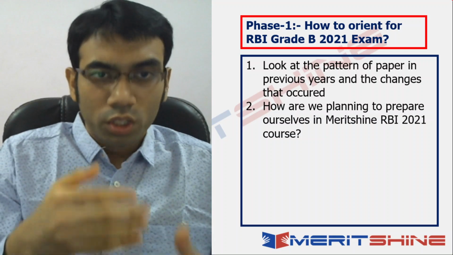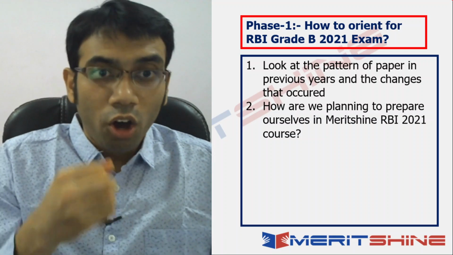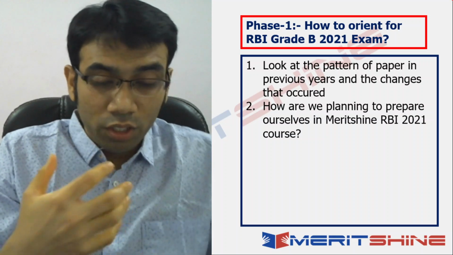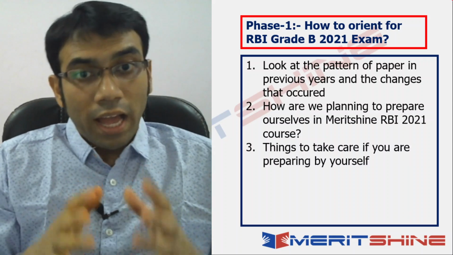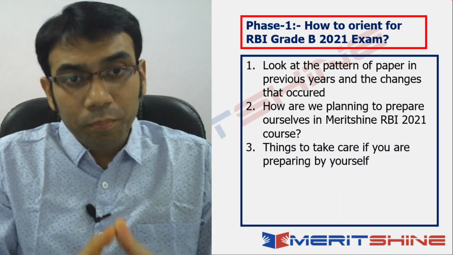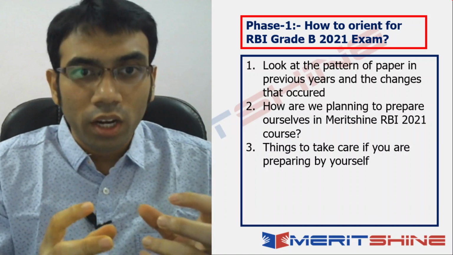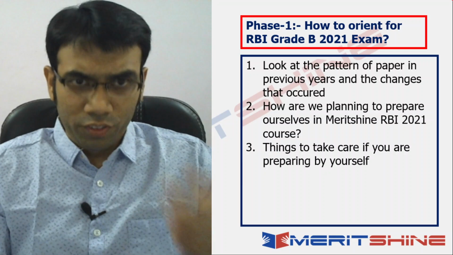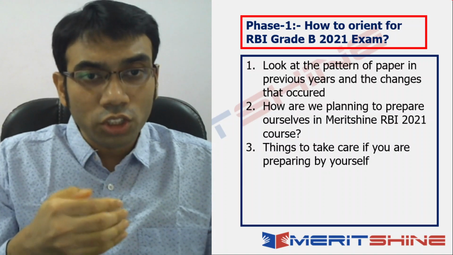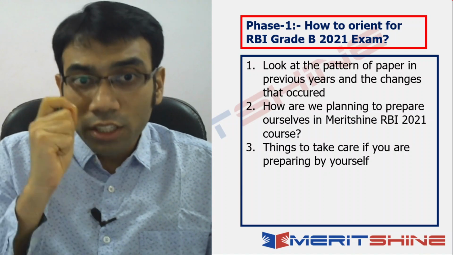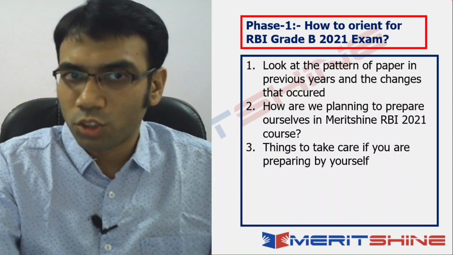Next, how are we planning to prepare ourselves in the Meritshine RBI 2021 course? In the comprehensive course, and even the Phase 1 course, what are the targets that we have for Phase 1? And then, if you are preparing by yourself, what are the things you should keep in mind so that you are well prepared for Phase 1?